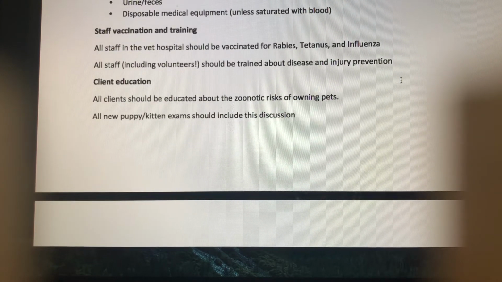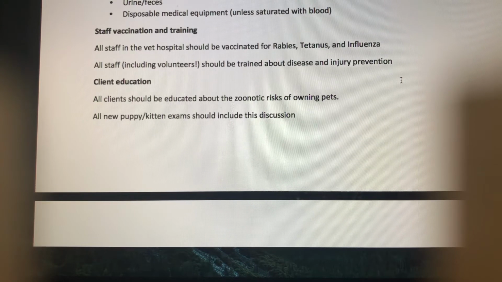Okay. So staff vaccination and training. All staff in the vet clinic should be vaccinated for rabies, tetanus, and influenza, which is the flu. You should be up to date on all three of those vaccines working in the vet hospital. And then all staff, and that includes volunteers, should be trained about disease and injury prevention. Safety is so important. Safety is number one in the clinic. So everyone in that clinic should be trained how to work safe.